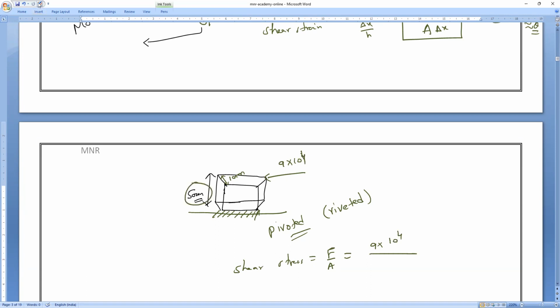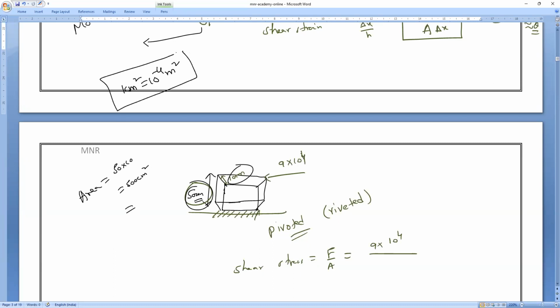50 into 10. How much is the area? Area is equal to 50 into 10, which is equal to 500 square centimeter. But we cannot substitute in square centimeter. We must convert into square meter. Tell me, 1 square centimeter equals how many square meter? 10 power minus 4 square meter. Please learn: 1 square meter equals 10,000 square centimeter, and 1 square centimeter equals 10 power minus 4 square meter.